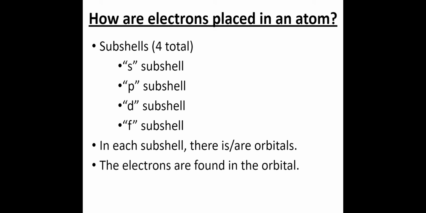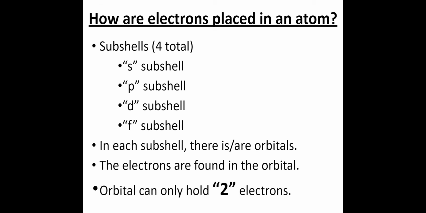But wait, there's more. These orbitals are where we find the electrons. Every orbital can hold a maximum of 2 electrons.